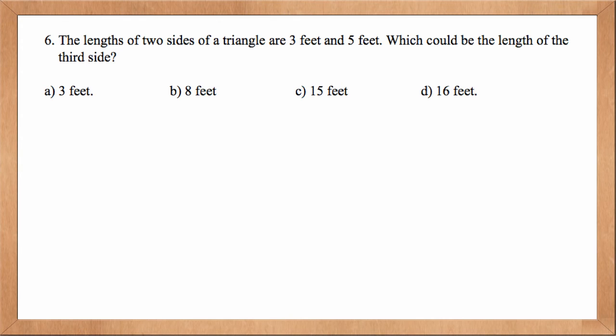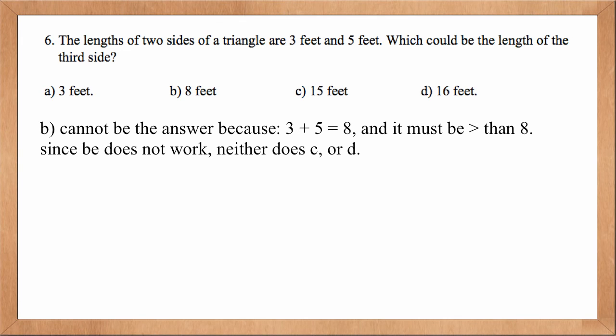The lengths of two sides of a triangle are 3 feet and 5 feet. Which could be the lengths of the third side? We know immediately that B cannot be the answer, because 3 plus 5 is equal to 8, and it has to be larger than 8. Since B doesn't work, neither does C or D, because those numbers are just larger. So that means the only answer is A. 3 plus 3 is 6, and that's greater than 5.